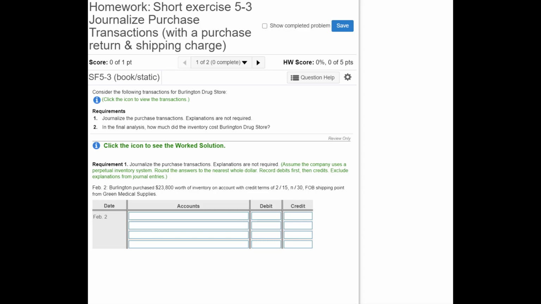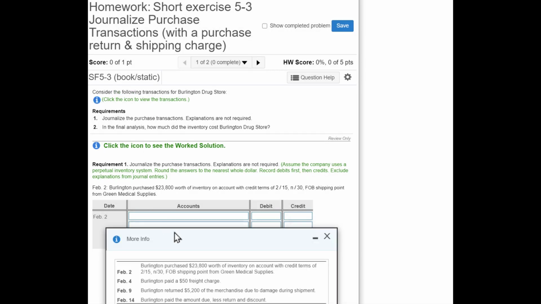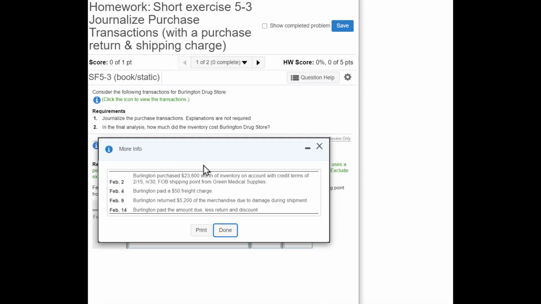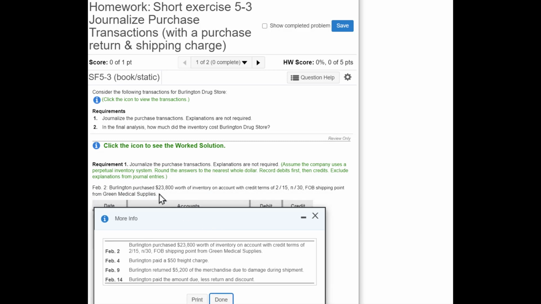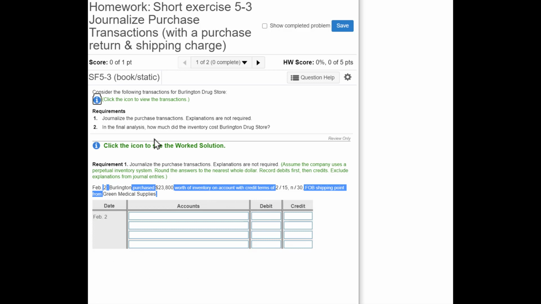Short exercise 5-3. We're going to journalize purchase transactions, which will include a purchase return and a shipping charge. And then our final task will be to calculate how much the inventory actually cost us. So consider the following transactions for Burlington Drug Store. So we have this box, but this information is also repeated right down here. So we really don't need this box right now.